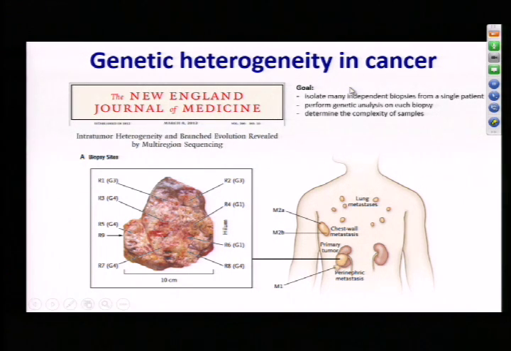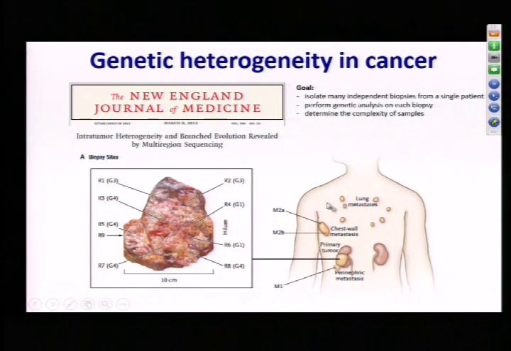So in this paper, a group was looking at patients with renal cell carcinoma and isolated both the primary tumor, in this case here on the left, the kidney, as well as other metastatic lesions throughout the bodies of these patients.